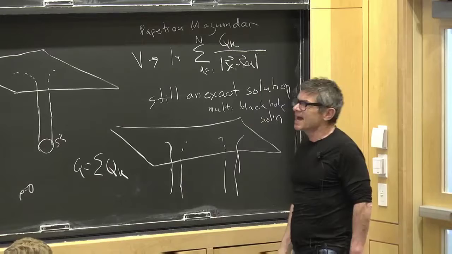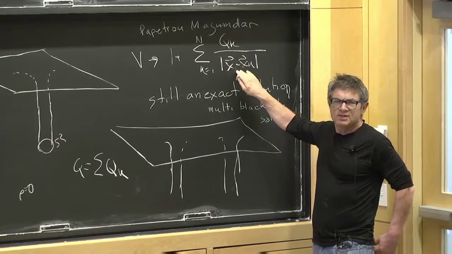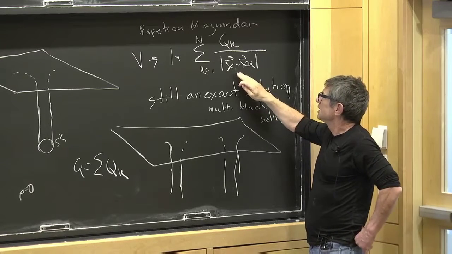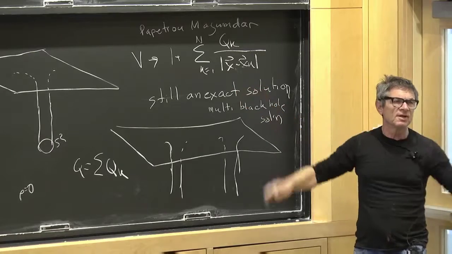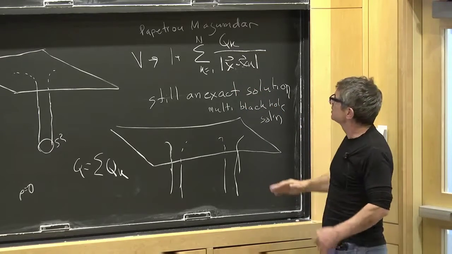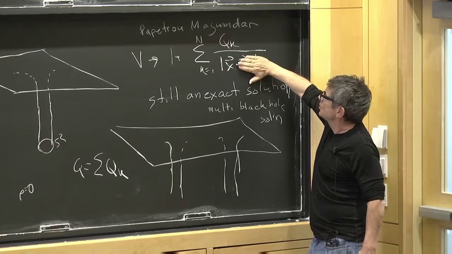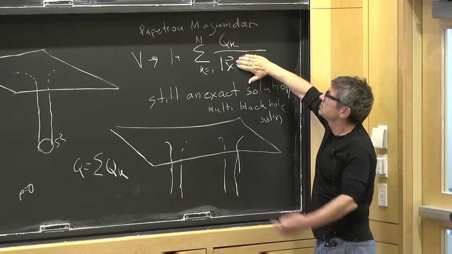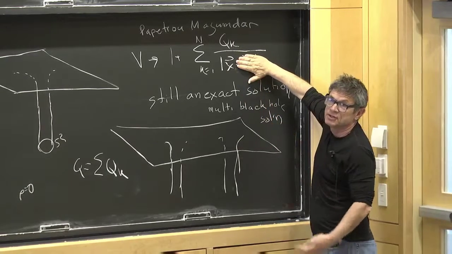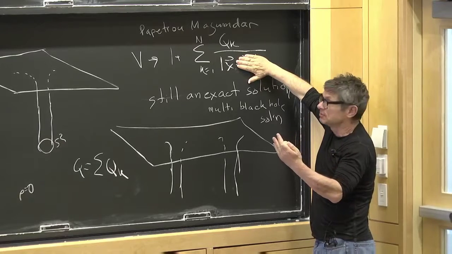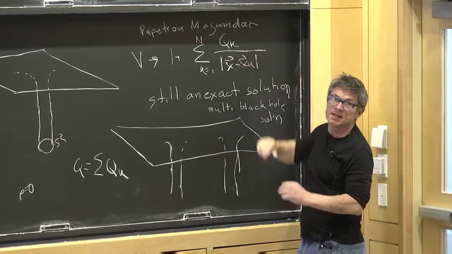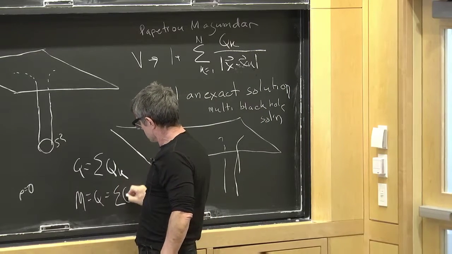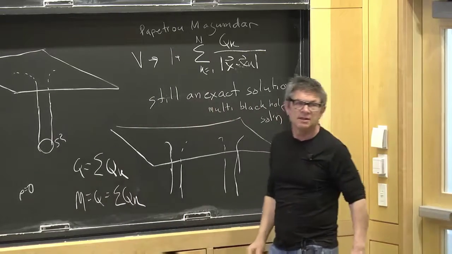And what is the total mass? Well, it's easy to read the total mass off this, because the mass is measured out at infinity. If you take x much greater than xk, to leading order, we can forget about the minus xk here, and this becomes the v that you would have just for an extreme Reissner-Nordstrom whose charge is the sum of qk and whose mass is equal to its charge, the sum of qk.